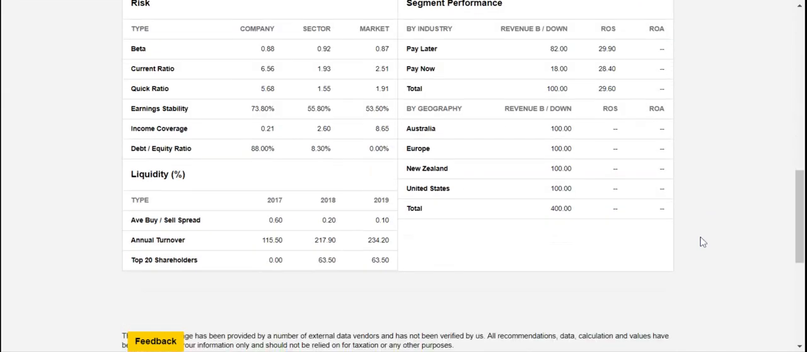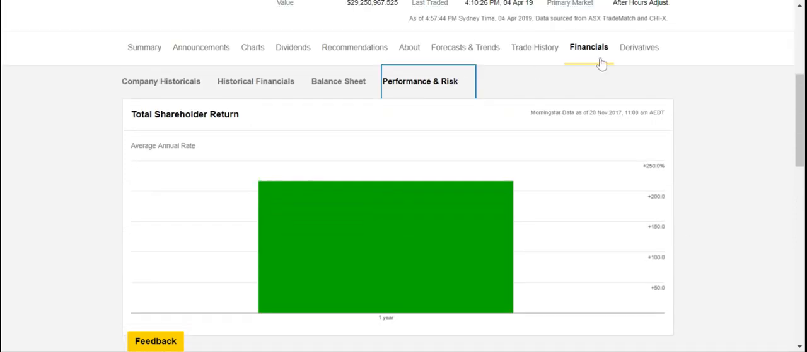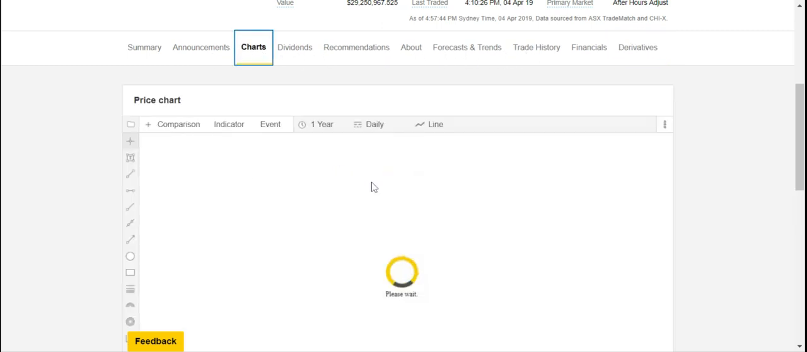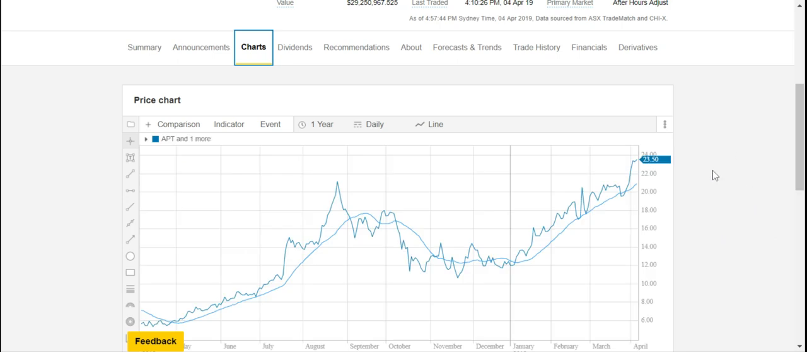Again, probably not enough data to really make much of a decision around. And derivatives, if you're into derivatives, nothing in there. So the main thing that I really did want to have a look at is the charting, because that's the thing that I like the most.